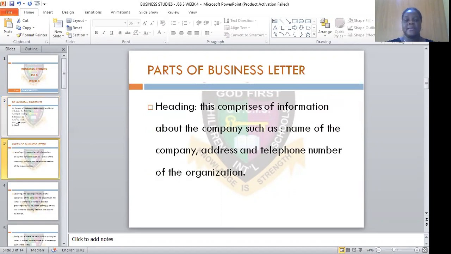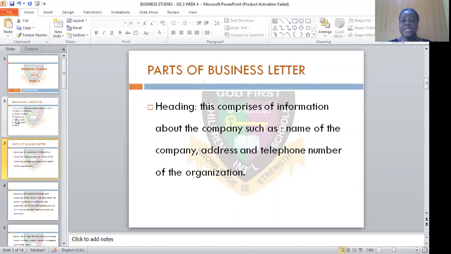Let's start with parts of business letter. When you're writing business letter, there are some parts that business letter is divided into. We treated last the styles of writing it, but this time, the parts that you observe in writing business letter. Number 1, heading.